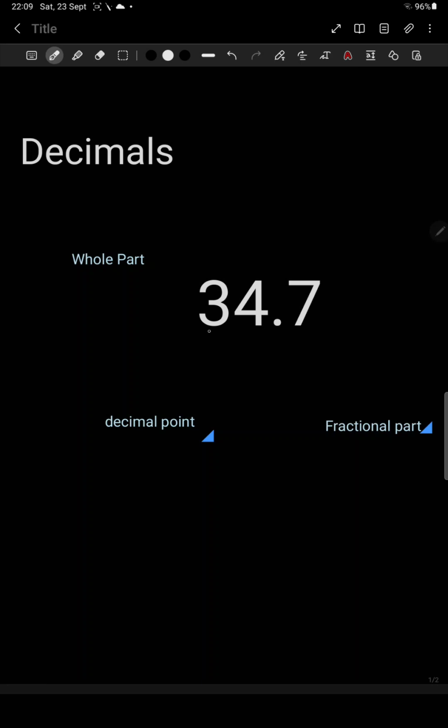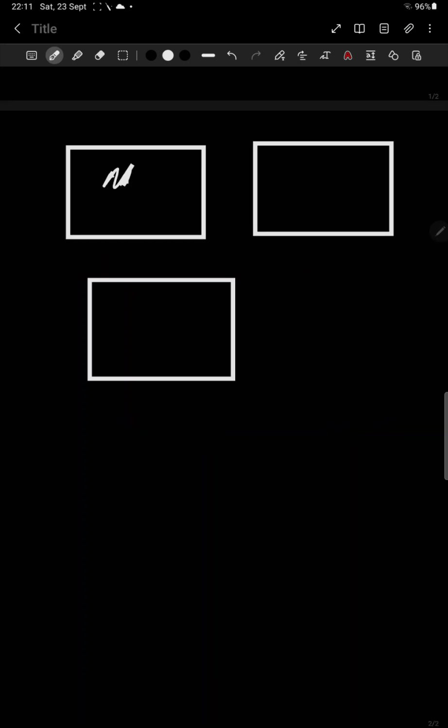The number before the decimal point is called the whole part. So this number is the whole part. We will say this is the whole part, this is the whole number, and this dot we will call the decimal point. The number after the decimal is the fractional part. So it basically has three parts: one is the whole part, one is the decimal point, and the other is the fractional part or the decimal part. This is also called the decimal part.